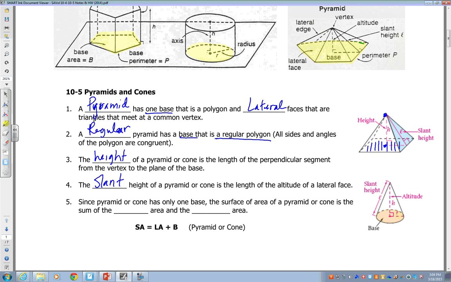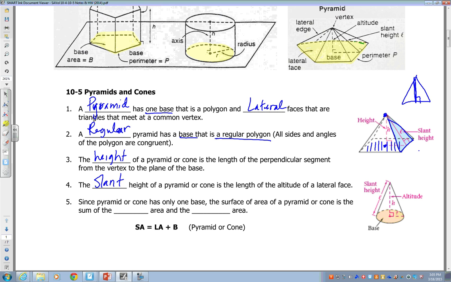Do you see the difference between height and slant height in your picture here? Okay, now, also understand that this slant height rests on the lateral face, rests on the triangle. It is the height of the triangle. Like if I was to take this piece right here out and redraw it, that slant height is the height of that triangle. It's the same as what?